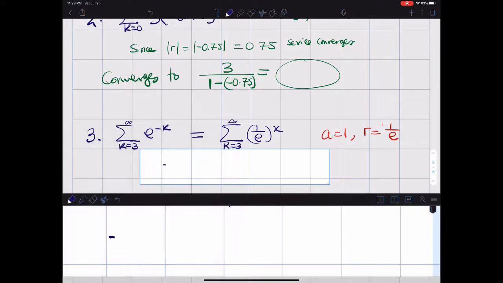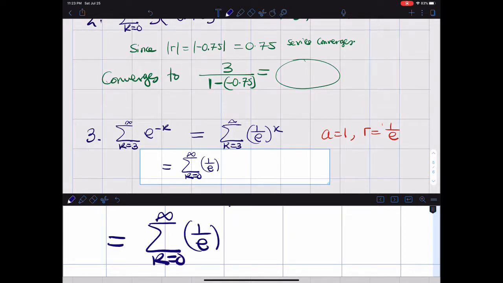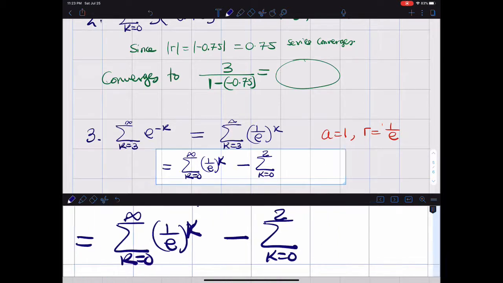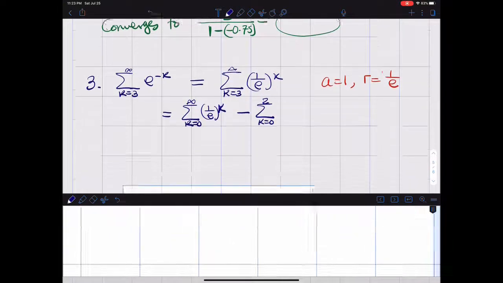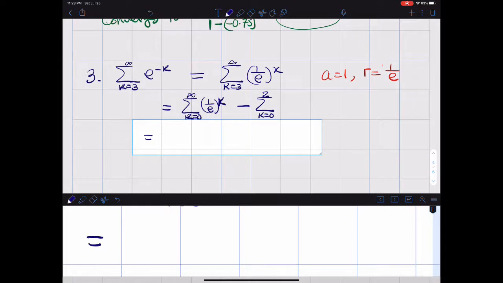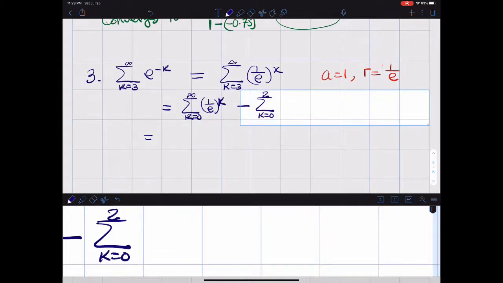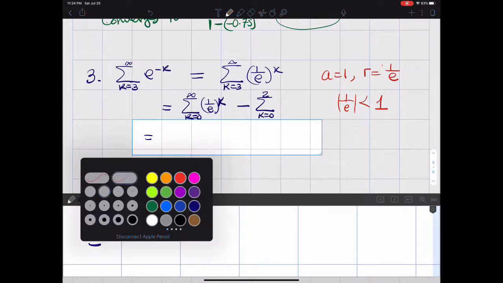So this is the summation from k equals 0 to infinity of 1 over e to the power of k, minus the summation k from 0 to 2. We've done an example like this before. All our formulas start from 0, but this example starts from 3. We know that 1 over e is less than 1. It's definitely less than 1. So we can use the formula, so it doesn't diverge.